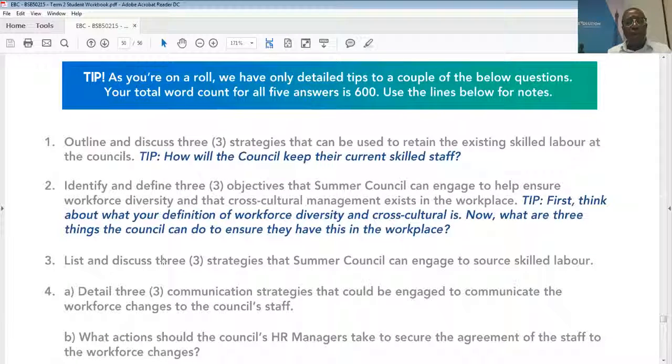Number 2, identify and define 3 objectives that Summer Council can engage to help secure workforce diversity. So what are the things that Summer Council can do to secure workforce diversity? All right. What ideas could they come up with? So you've got to start looking, what is workforce diversity? Workforce diversity, we're talking here about multiculturalism, the policy of inclusion. We're talking about having the tolerance to work with people and appreciate other people that do not look like you, talk like you, eat like you, believe like you, think like you.